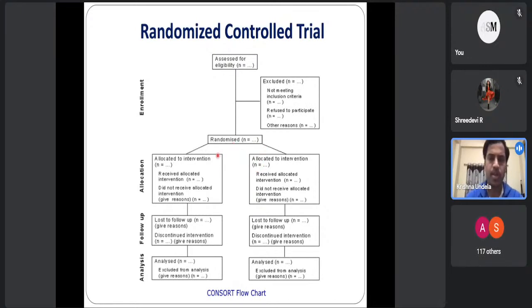Okay, so we are going to include all these 400 and 400 patients in the analysis. That's what we are going to call an intention to treat analysis.